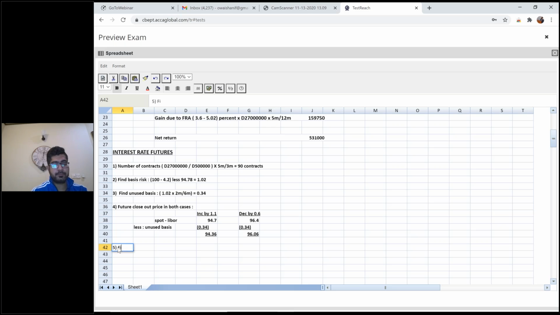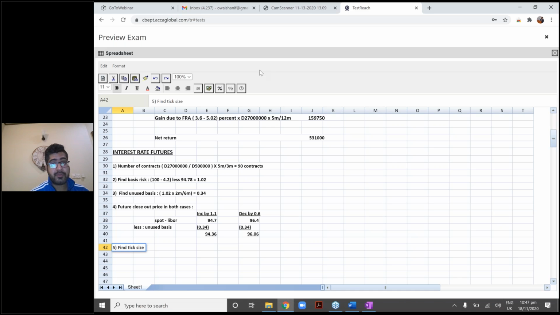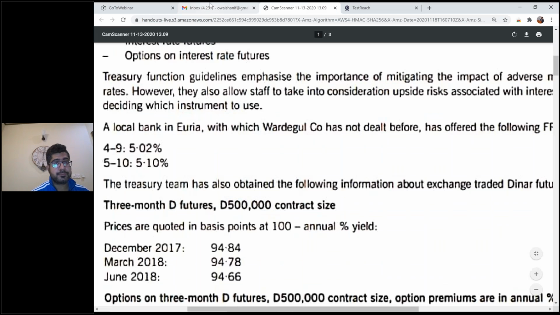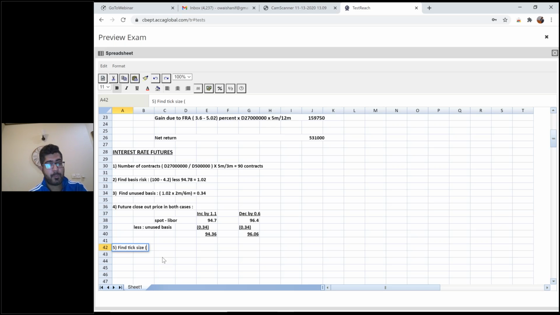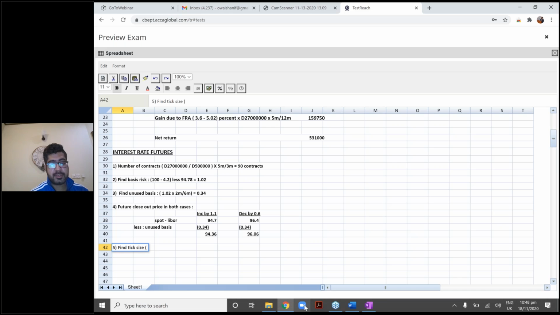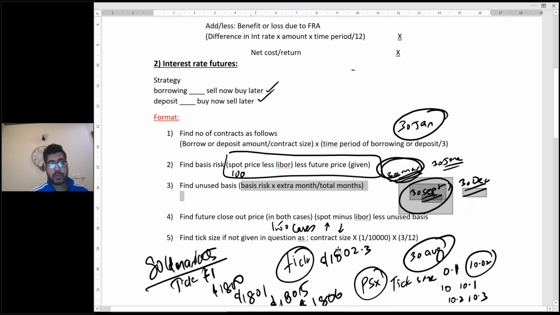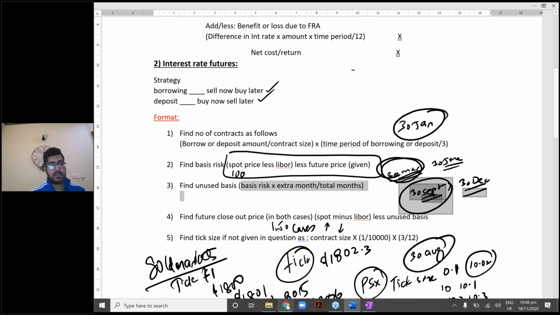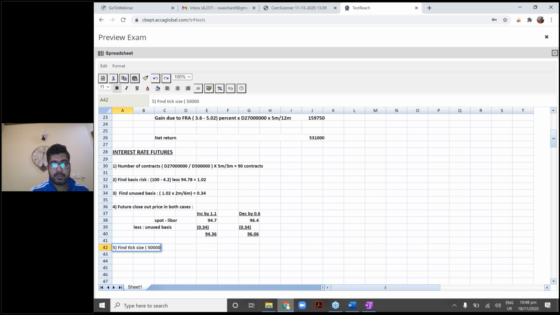It states find tick size. The formula of tick size, if not given in the question: let me see if the tick is given. Tick is not given, so you need to find tick size. The formula for tick size is contract size into 1 over 10,000 into 3 by 12. The contract size is 500,000 into 1 over 10,000 into 3 by 12. It's 12 point.